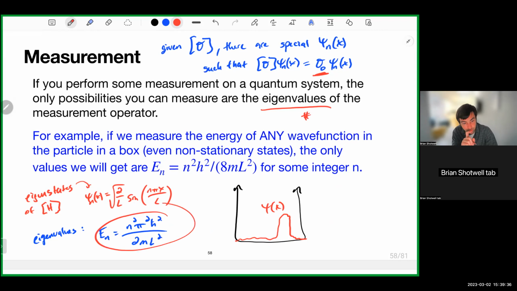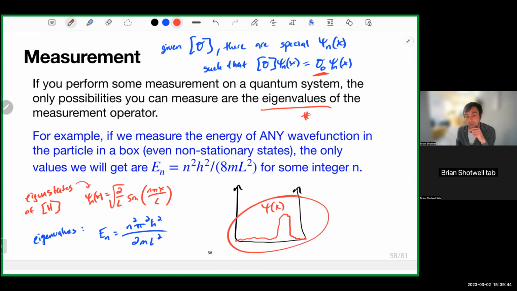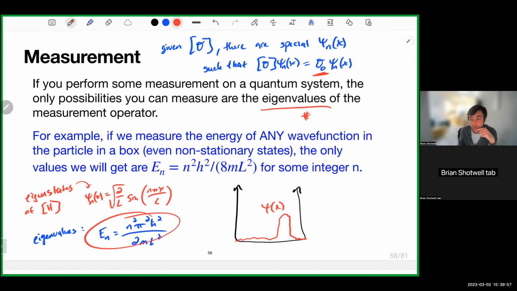Right? Now, which one are we going to get? We don't know, right? If this was our wave function, this is not an energy eigenstate. And so we don't have a definite value of energy for this wave function. So if we were to measure energy, we're going to get one of these values, one of the eigenvalues of the energy operator, the Hamiltonian. But because it's not a sharp observable, we can't say with 100% certainty which value we're going to get.